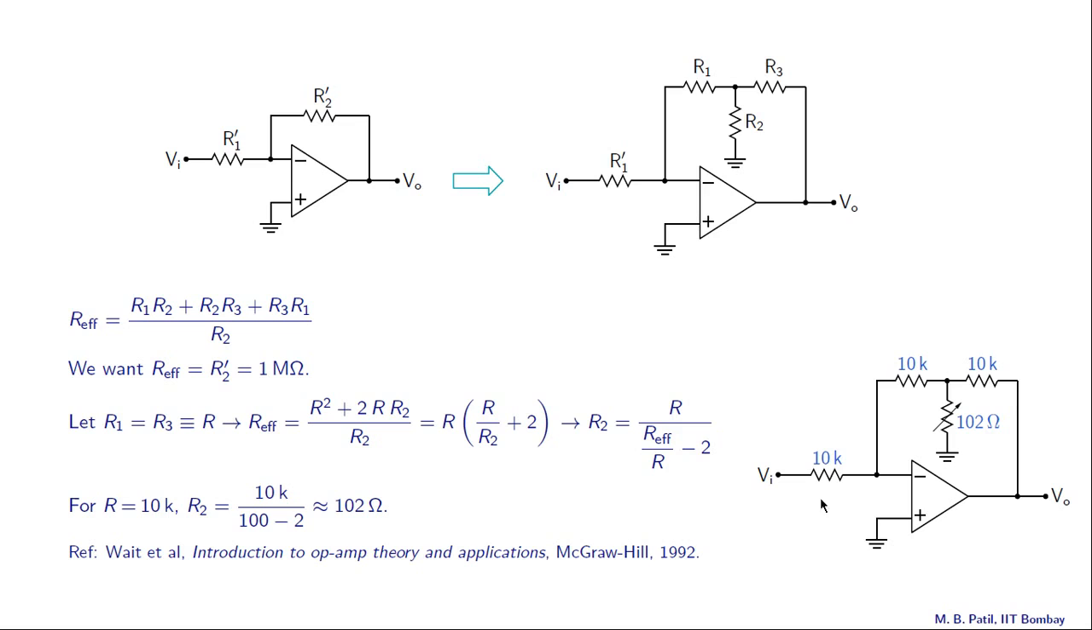So in this manner, our objective of a gain of minus 100 is now achieved, and we have done that without using large resistances, and therefore our design is a good one. Now 102 ohms is not something that is readily available, so we would generally put a pot here and then adjust its value. By the way, this circuit is taken from this book here by Waite and others, and there are many other interesting op-amp circuits in that book, and you may take a look.